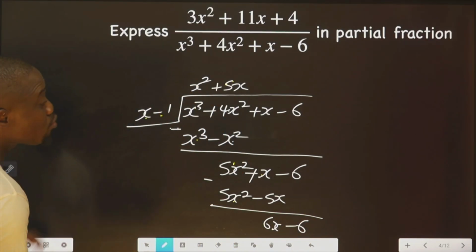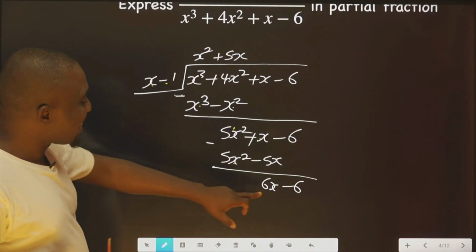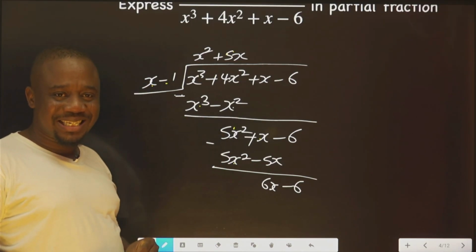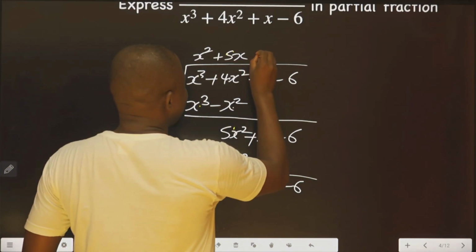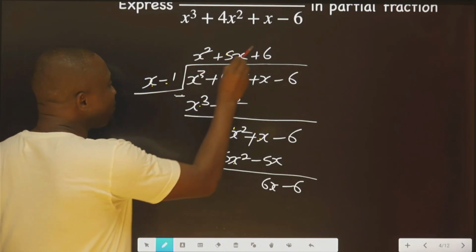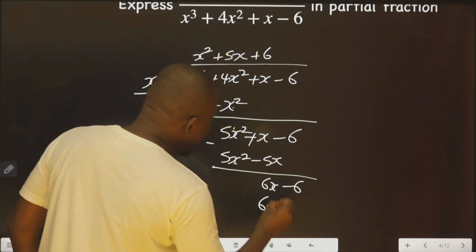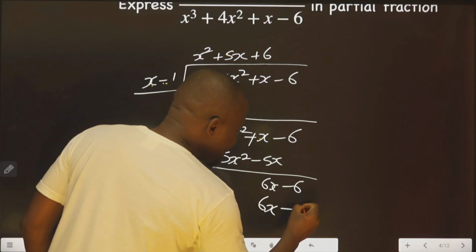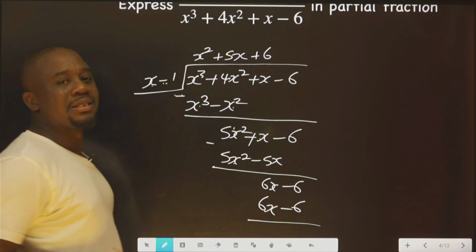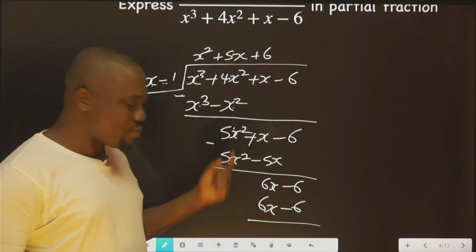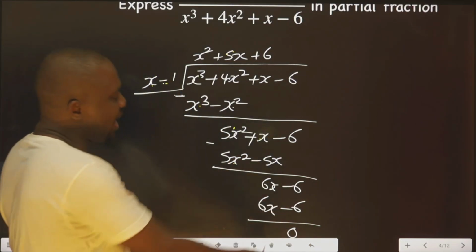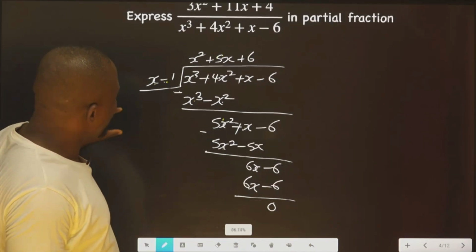We continue the process again. This is 6s divided by s. You agree with me? That is 6. This multiplied by this is 6s. This multiplied by this is minus 6. Therefore, if you subtract this, you are going to have 0 for everything. That is, we are good to go.